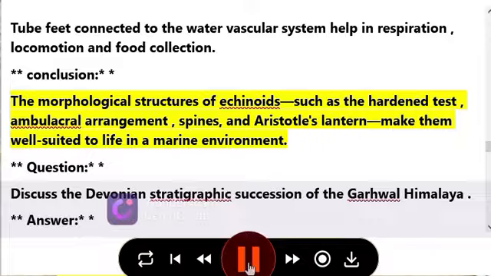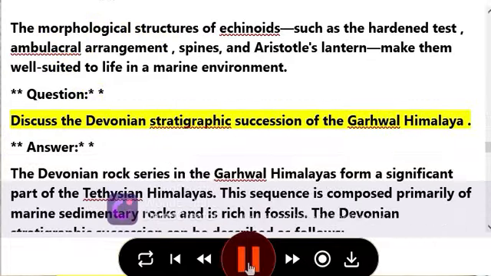Conclusion. The morphological structures of echinoids, such as the hardened test, ambulacral arrangement, spines, and Aristotle's lantern, make them well suited to life in a marine environment.